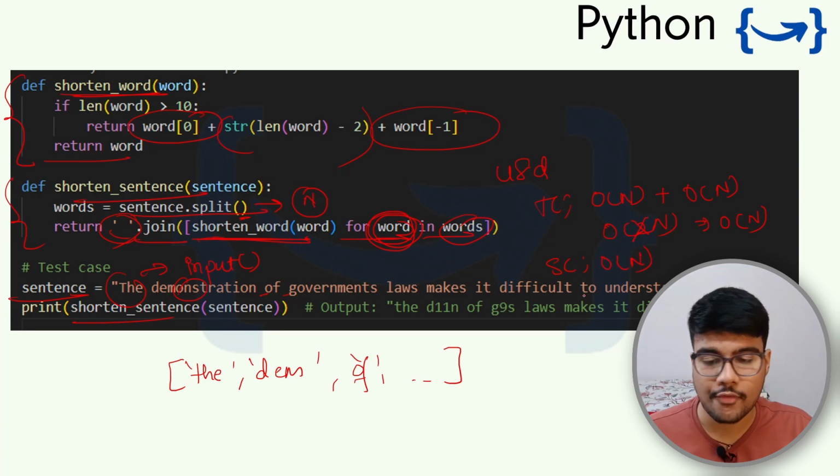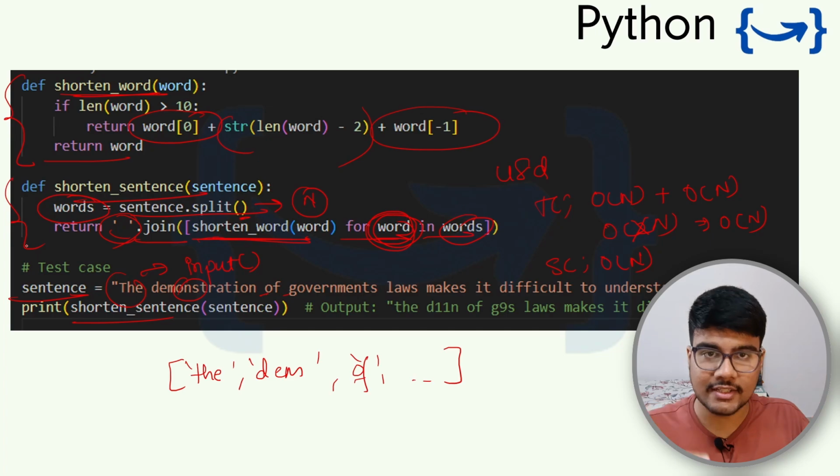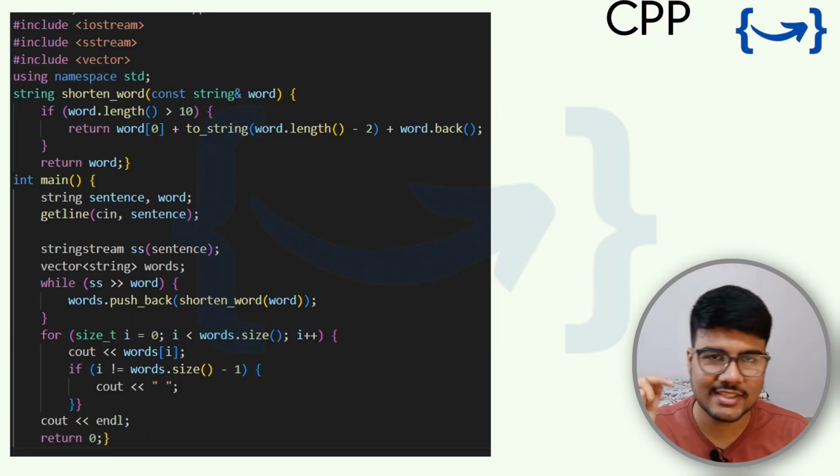Now Aditya, how O of n? Because this is storing as a list. Words is a list of all words present in a sentence. Okay. Now the similar thing we'll discuss in C++ code.